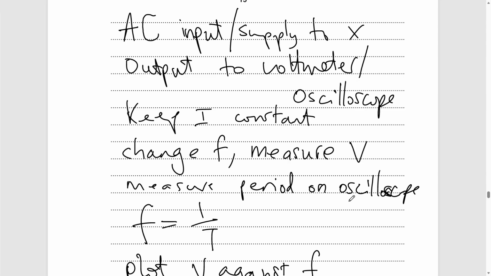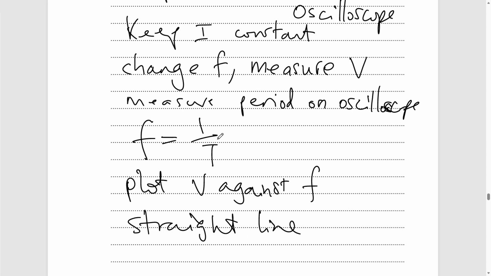You measure the period on the oscilloscope. You know that f is 1/T. You plot V against f, and this will give you a straight line.